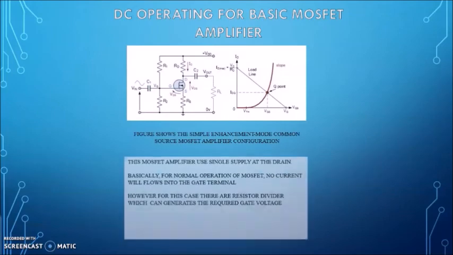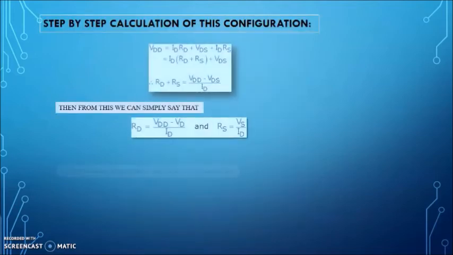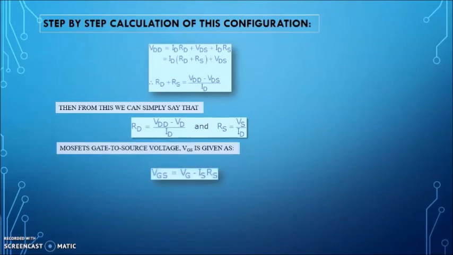We move to how the direct current operates for a basic MOSFET amplifier. The figure shows the simple enhancement mode common source MOSFET amplifier configuration. This MOSFET amplifier uses a single supply at the drain. Basically, for normal operation of a MOSFET, no current flows into the gate terminal. However, in this case there is a resistor divider which generates the required gate voltage. Then we must know the step-by-step calculation of this configuration.